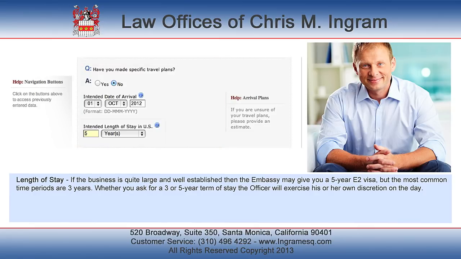Whether you ask for a 3 or 5-year term of stay, the immigration officer will determine whether to give you 3 or 5 years, regardless as to what you may have selected as an option in the above box.